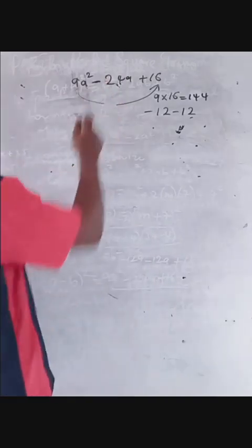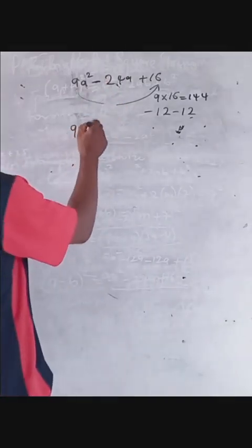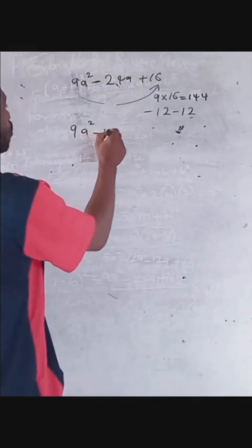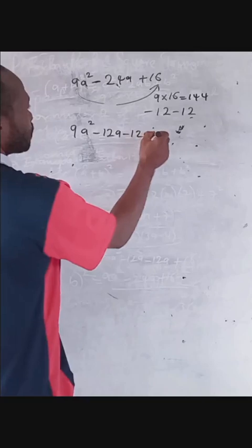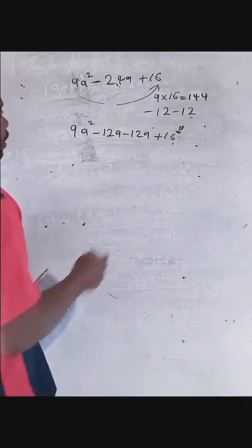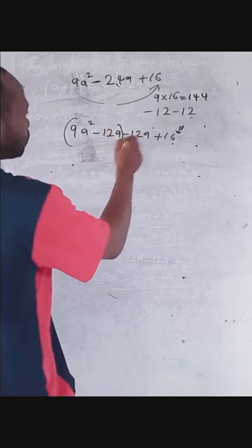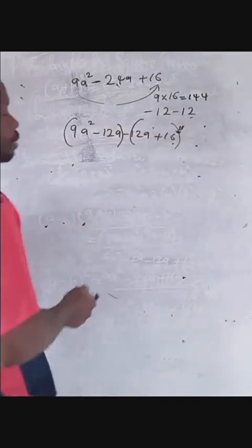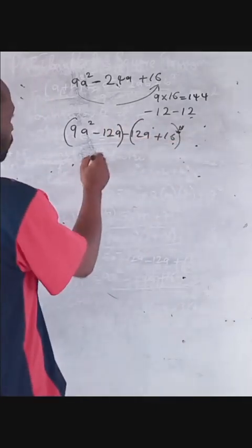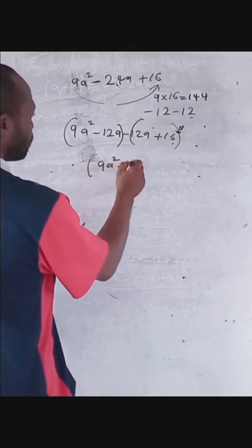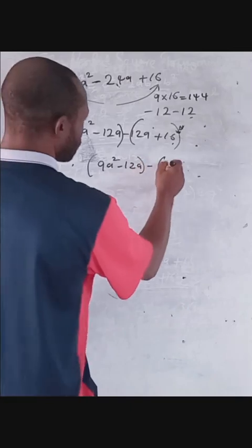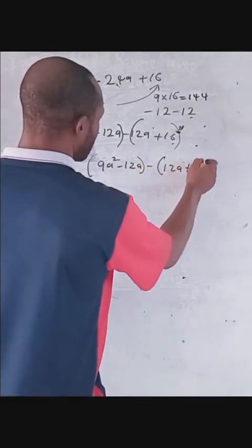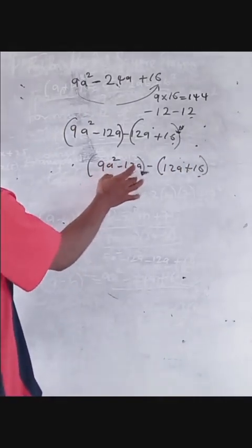Therefore, this expression can be written as 9a squared minus 12a plus 16. Can you see it? And if we group these terms, right? Therefore, we have 9a squared minus 12a minus 12a plus 16. So let's factorize what we have inside this bracket.